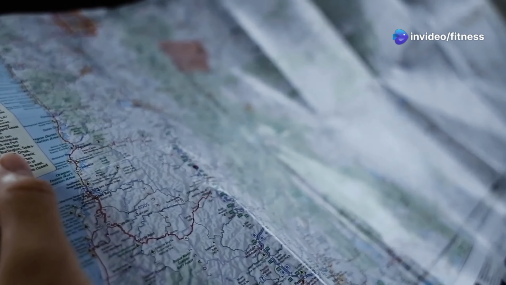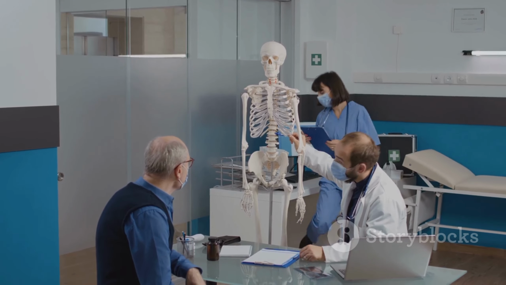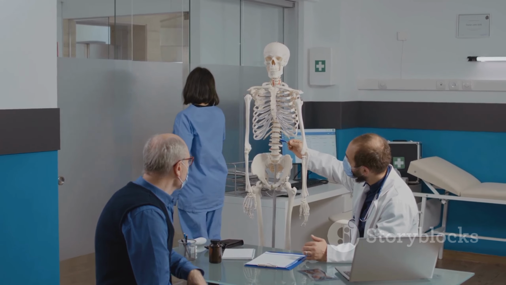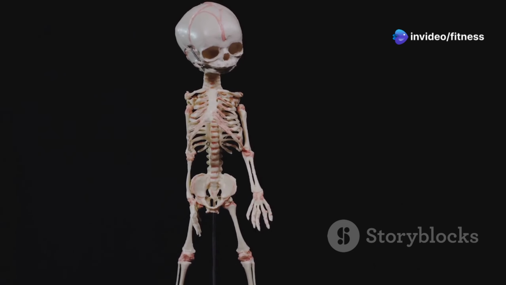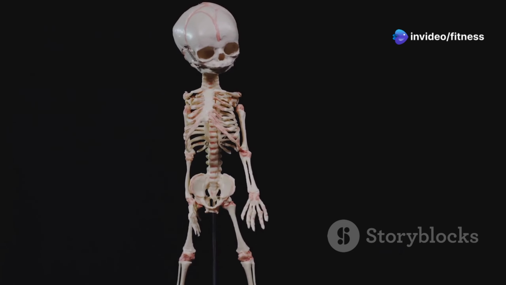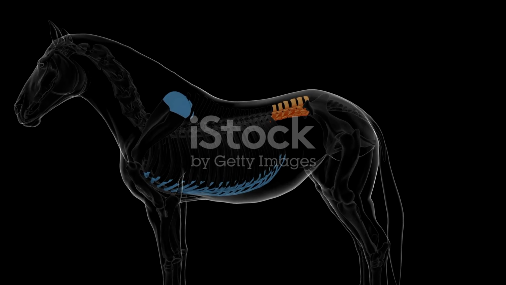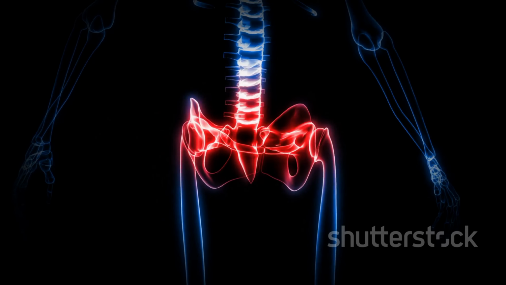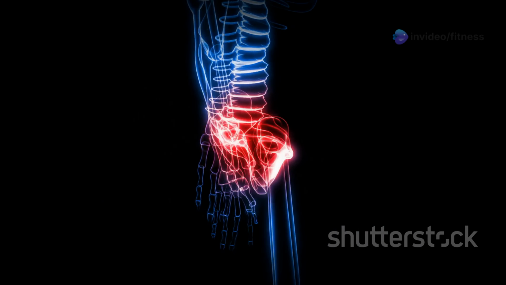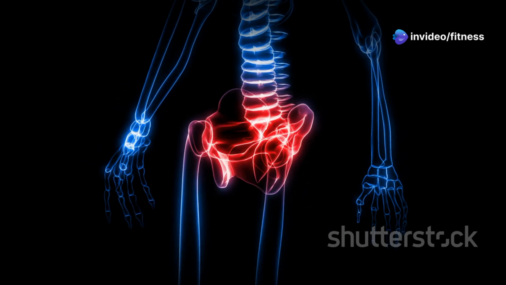Just like a map helps us navigate the world, the regional classification of bones helps us understand the organization of the skeleton. The human skeleton can be divided into two main regions: the axial skeleton and the appendicular skeleton. The axial skeleton forms the central axis of the body, providing support and protection. It includes the skull, vertebral column, also known as the spine, and thoracic cage, ribs and sternum.